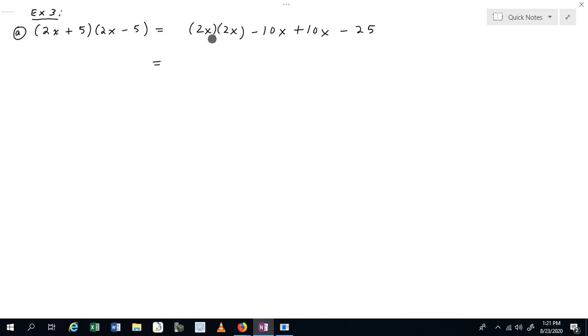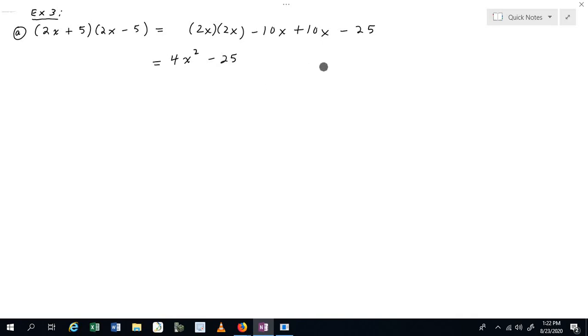And then this first term here will be 4 times x squared. Remember, you can move the 2 in front and multiply it by this 2, and then multiply the x's together. So the order in which you multiply doesn't matter. And so you end up with 4x squared. The middle term cancels, and then minus 25.